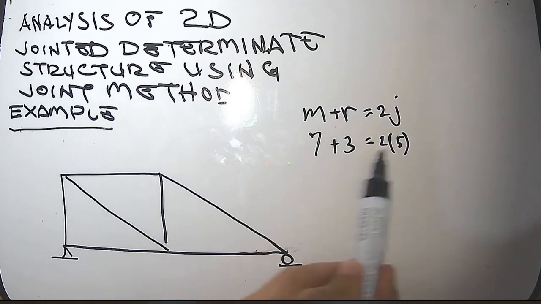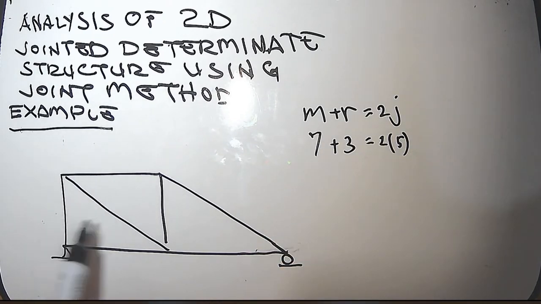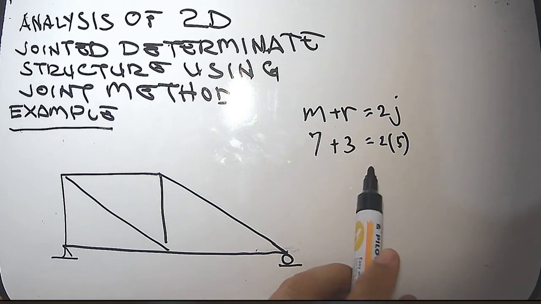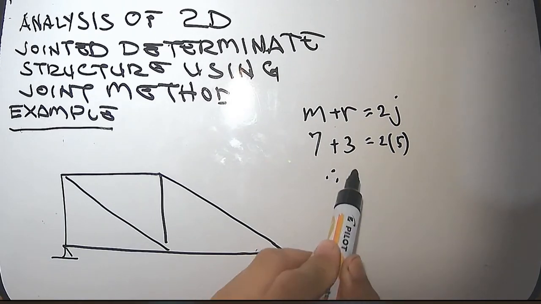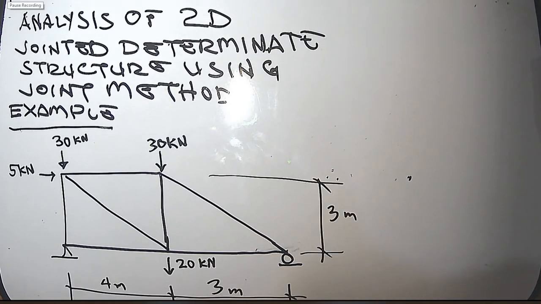So from m plus r is equal to 2j, we have 7 members: 1, 2, 3, 4, 5, 6, 7, and then 3 reactions, vertical and horizontal here, tapos horizontal dito. And 2j, you have 1, 2, 3, 4, 5 joints. So, equal sila. Therefore, it is determinate.